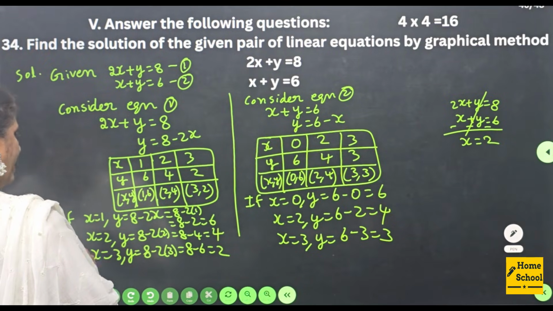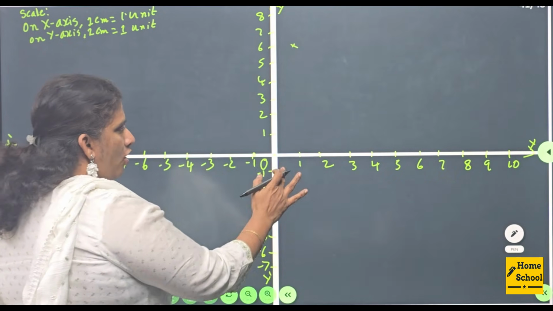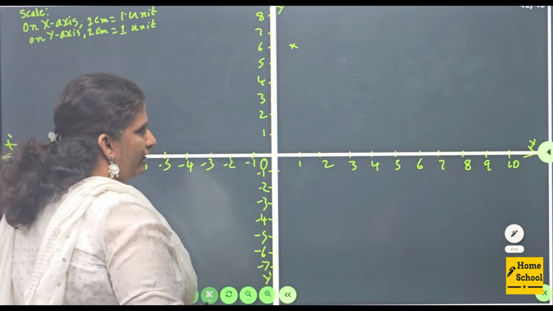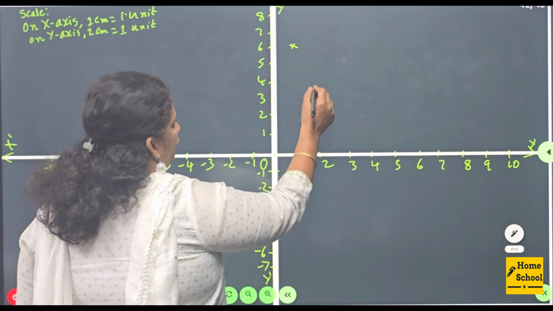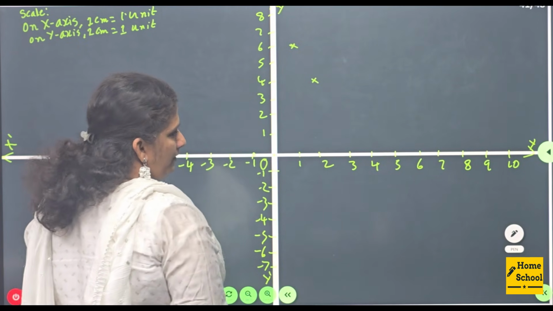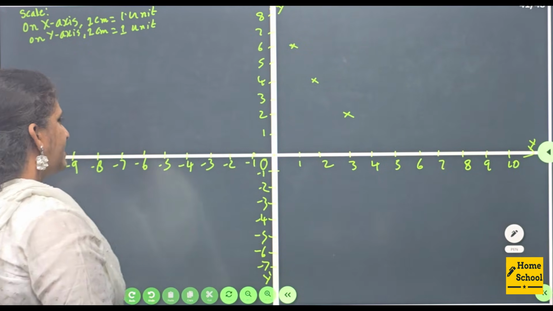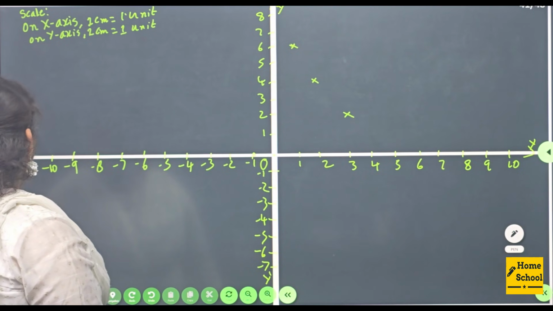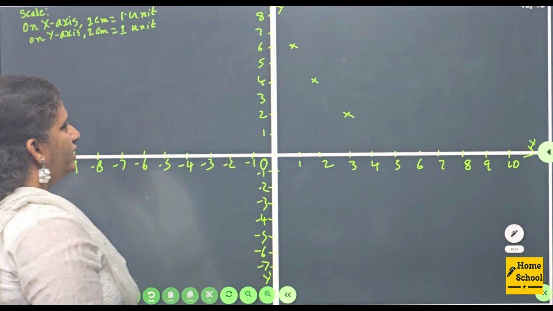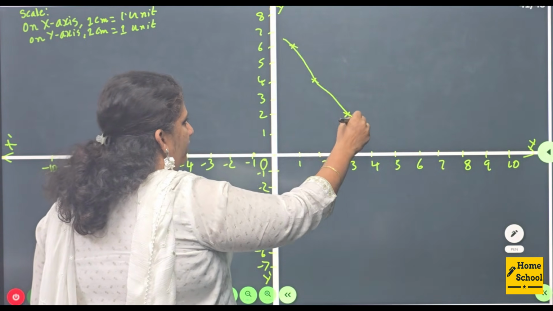The first coordinate is 1, 6. Here, this coordinate: on the x-axis 1, on the y-axis 6. Where do they meet? At this point. And the next one is 2, 4: 2 on the x-axis, 4 on the y-axis. Here 3, 2. Once again we'll check: 1, 6, 2, 4, 3, 2. Yes. Now try to join these, children. Actually, you are going to get a straight line.